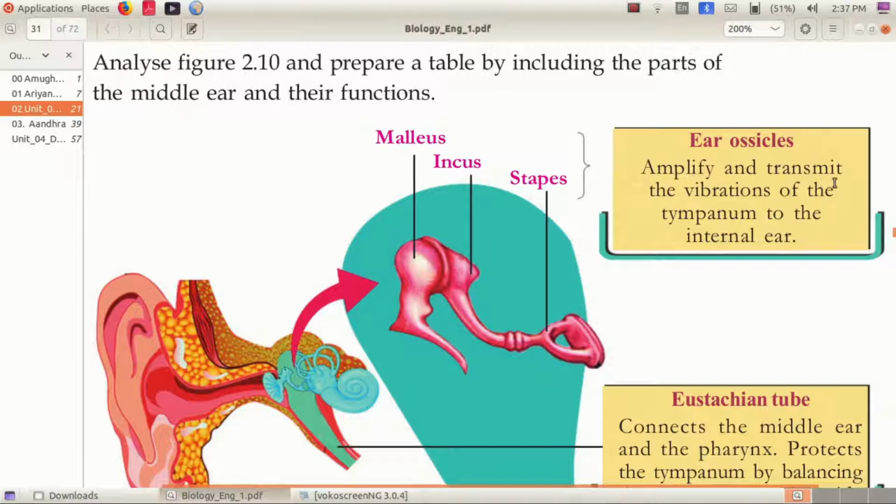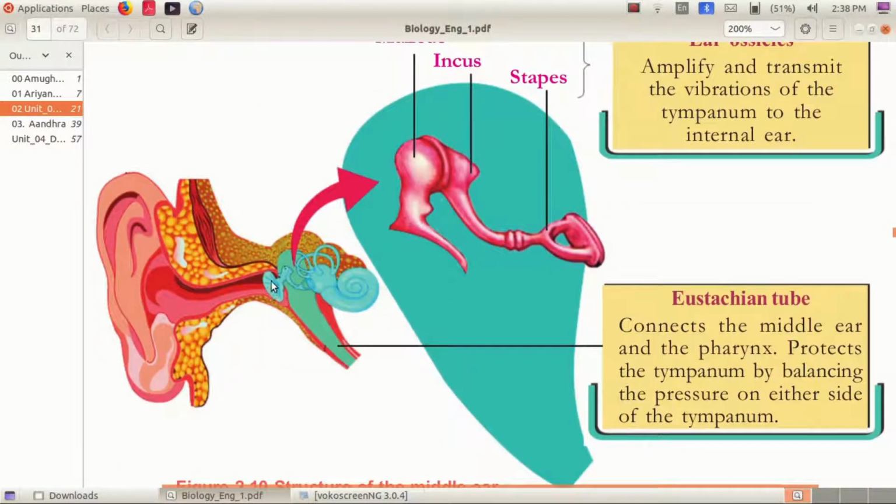They amplify and transmit the vibrations of the tympanum to the internal ear. So through the ear canal, sound waves reach the tympanum. Then the tympanum vibrates, and this vibration moves through the ear ossicles. Which are the ear ossicles? Malleus, incus, stapes. Malleus is attached to tympanum.